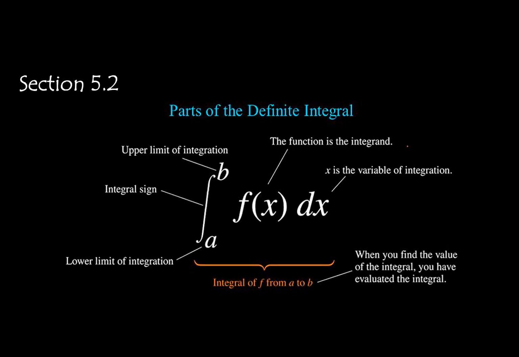Here are the parts of the definite integral. The function that's to be integrated is called the integrand. When we say dx here, this tells us which variable we're taking the integration of. b is your upper limit. This is our integral sign. a is our lower limit. And then we just basically call this whole thing the integral of f from a to b.